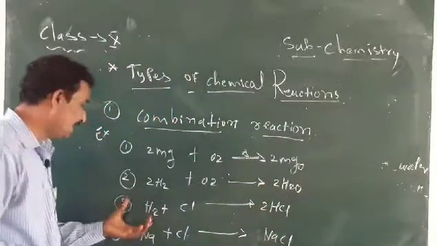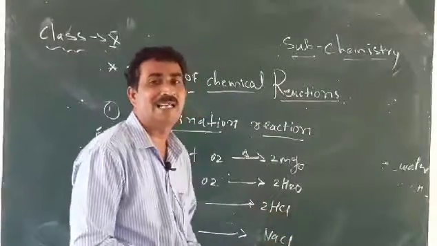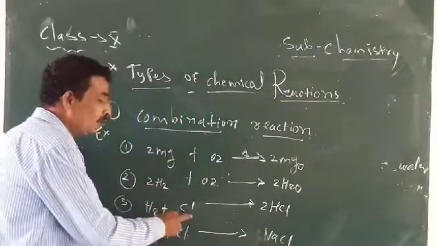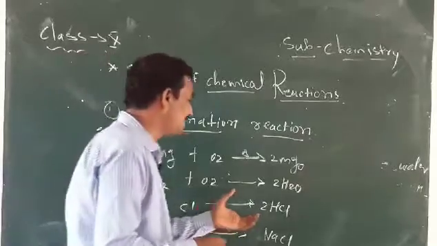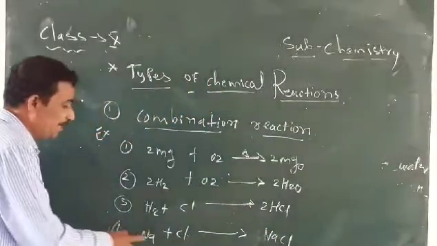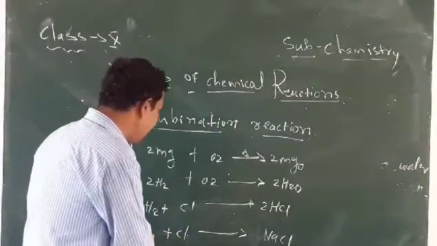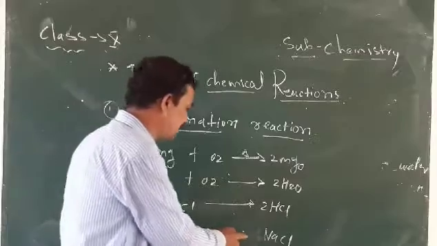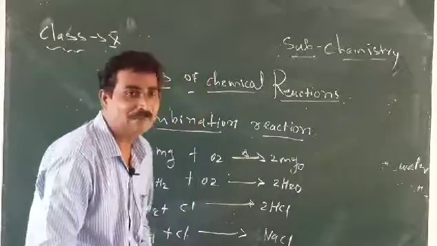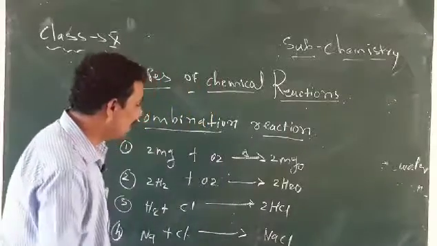Next, third is H2 plus Cl2 giving HCl, hydrochloric acid. Hydrogen and chlorine both react, and hydrochloric acid is created. Next, sodium plus chlorine: sodium and chlorine react, producing a single product.